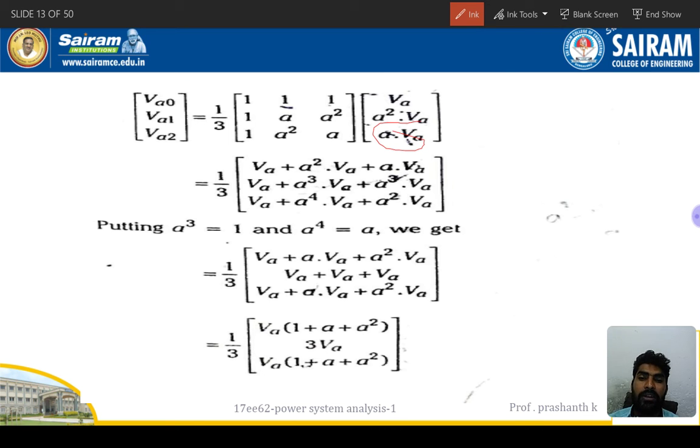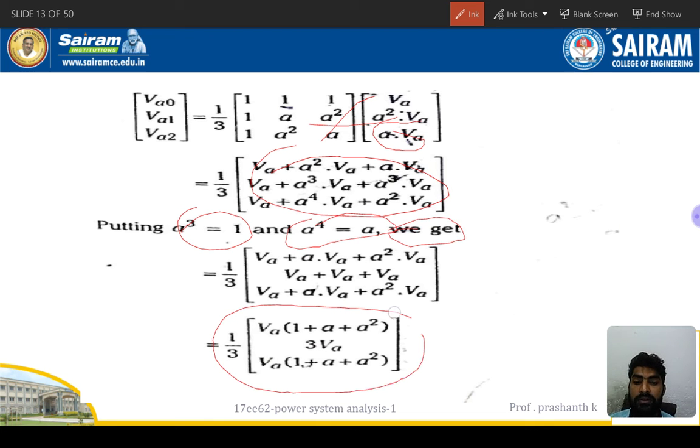Just multiply this into this, you will get the matrix like this. So a cube is equal to 1, a square is equal to a squared. Already we know the a operator. So we got the equation as 1 by 3 VA into 1 plus a plus a square, which is equal to 0, and the three values will be there. So 1 by 3 into 3 VA, the 3 cancels, and we will get VA only.